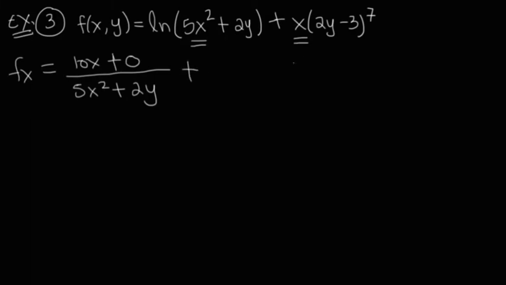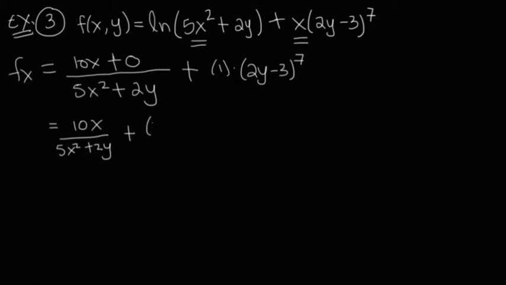And then plus, and now x is the only variable. The rest, everything that follows it, is a constant. It's being multiplied. The x becomes a 1, and then the rest has to stay because it's being multiplied by a function of x. So then I'm going to just simplify that. So I get 10x over 5x squared plus 2y, and then plus 2y minus 3 all to the 7.